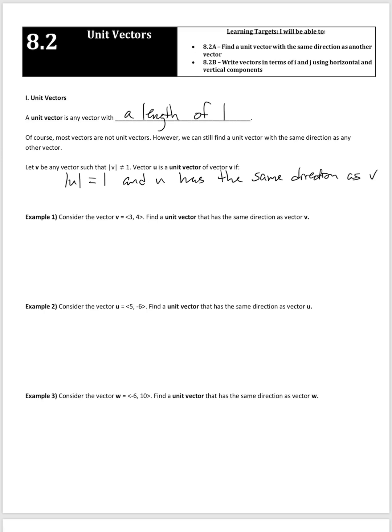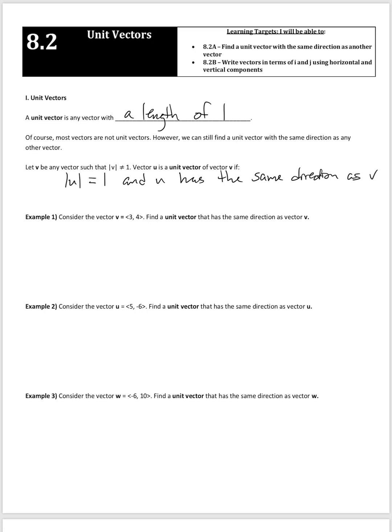So let's stop and think for a second. If we have a vector v, its magnitude is some number that's not 1. How could I make that magnitude 1? I could divide by its magnitude, right? So if I divide by the magnitude, then I get a unit vector, a vector with a length of 1. So dividing by the magnitude is what we're going to do to find a unit vector that has the same direction as the vector we have.